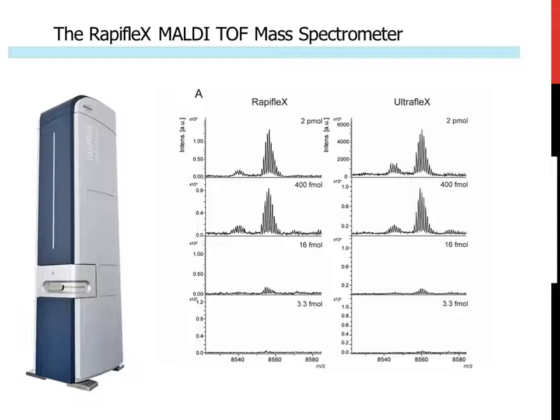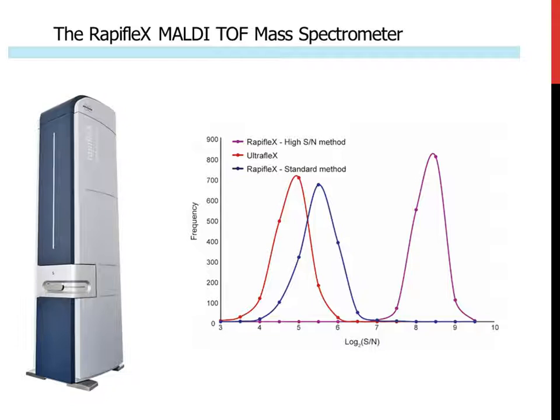So it hasn't changed much in the sensitivity, but what has changed significantly is the signal to noise you can get from this. On the left-hand side, we see in this curve that the UltraFlex signal-to-noise ratio was a log 2 of about 5. When we use the RapiFlex in the standard method, we get about 6. But then we realized that when we pushed the laser power and a few other methods, we could massively increase the signal-to-noise ratio to almost 8.5. So we had about a 16-fold increase in this signal-to-noise ratio.